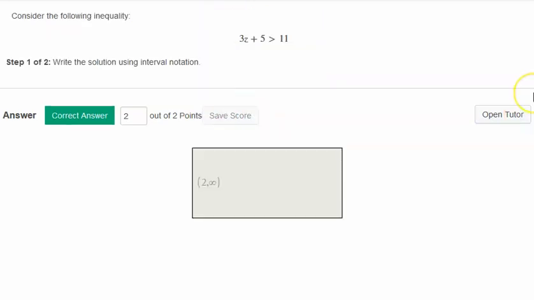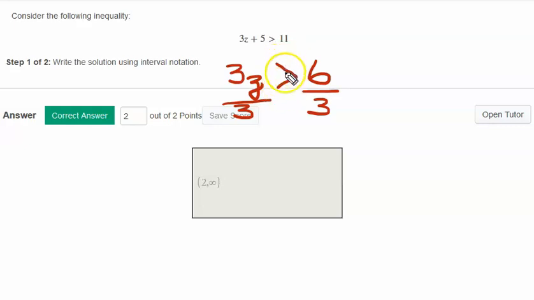Write the example out and solve. So we're going to transpose the positive 5 to this side, where it becomes a negative 5, and 11 gives us a 6. So 3z is greater than 6. So now we divide both sides by 3. And since we're dividing by a positive, we don't have to change the direction of our inequality sign. So we then get z is greater than 2.